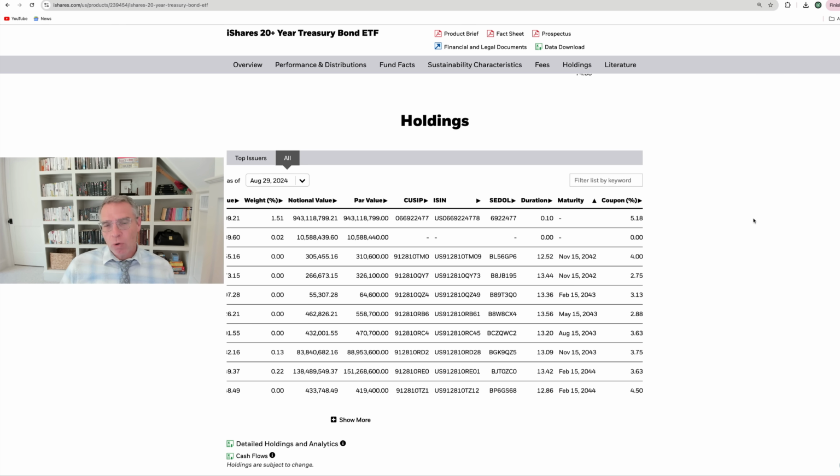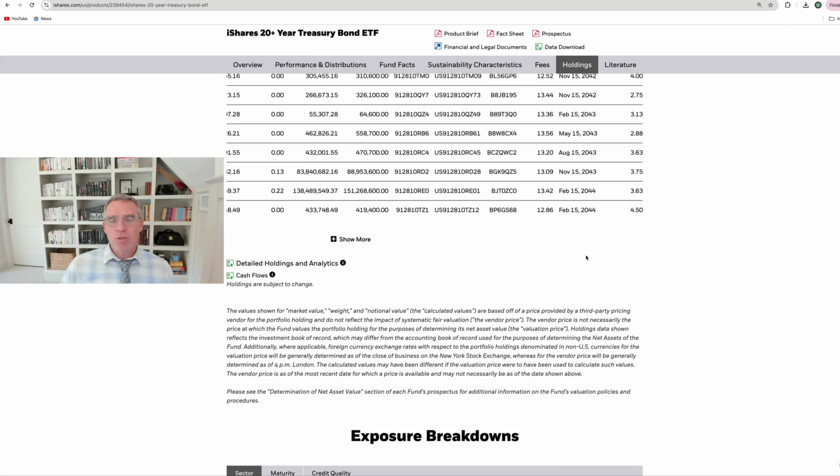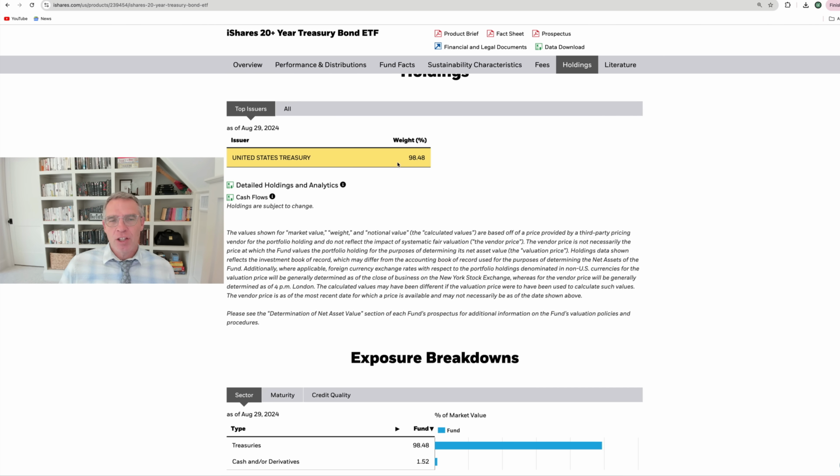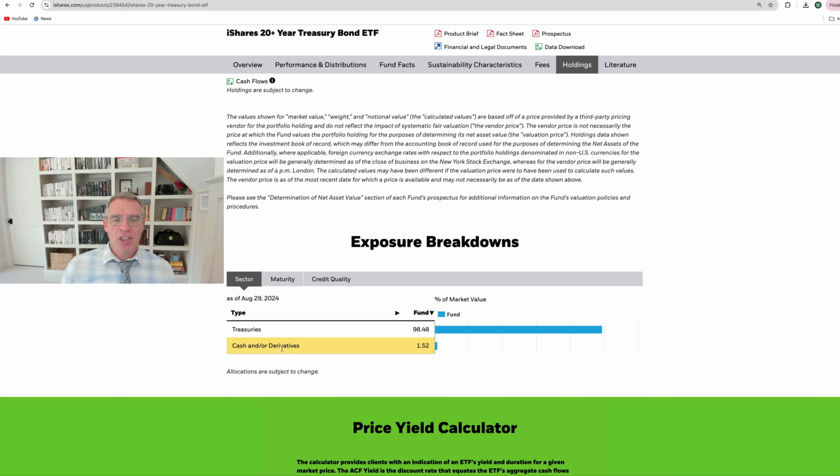I have gone ahead and scrolled down to the holdings just to give you an idea of the maturity date on these bonds. You'll see that the most recent one, or the one that will mature the soonest, is in November of 2042, and those go all the way out to 2051 if you were to take a thorough look at all of that. When we go to top issuers, you'll just see that the United States Treasury is 98.48% of the holdings within this. The rest of what you'll find in those holdings is essentially cash and cash derivatives. So the importance of that is that when it comes to the taxability of TLT, you're essentially looking at the same taxability as if you owned an individual U.S.